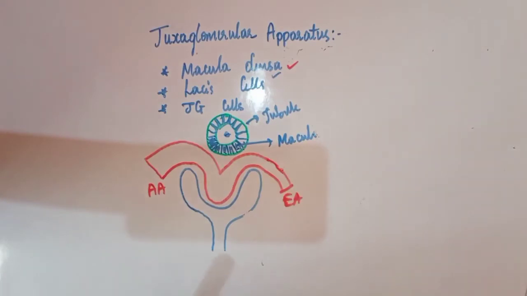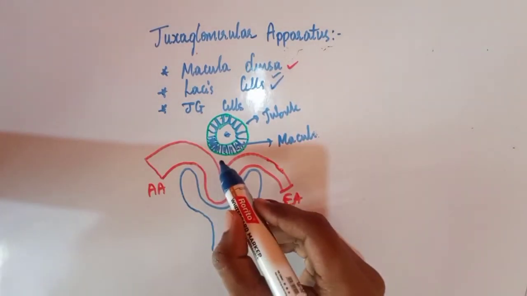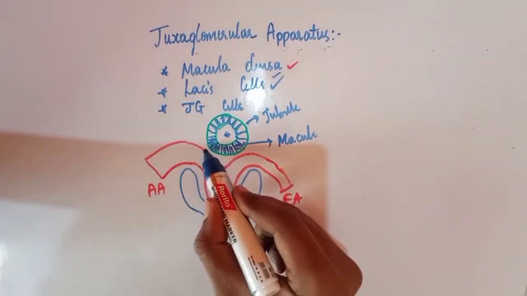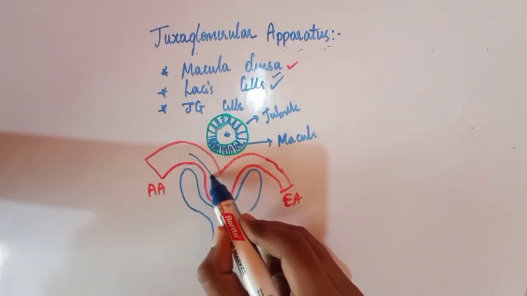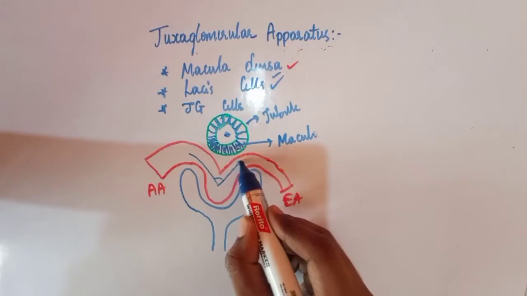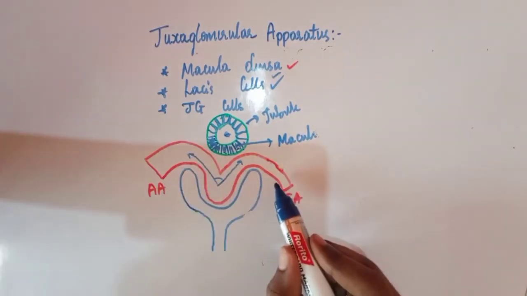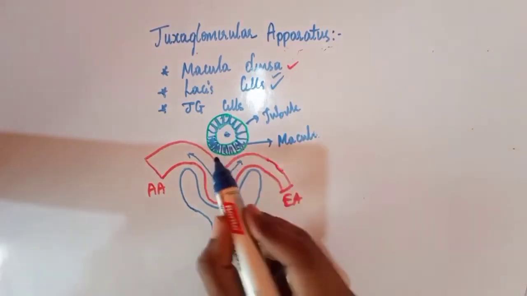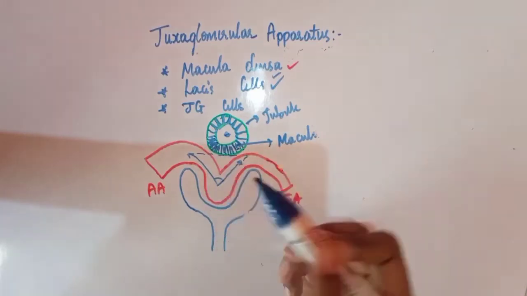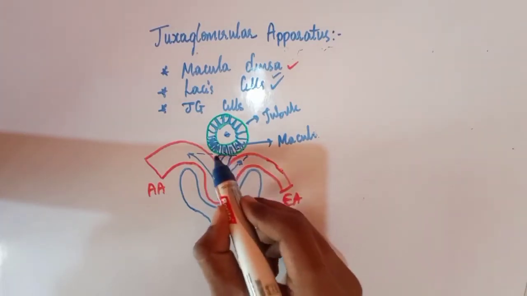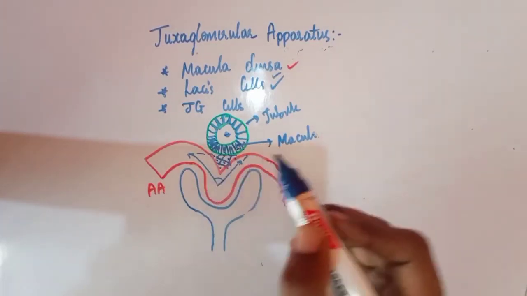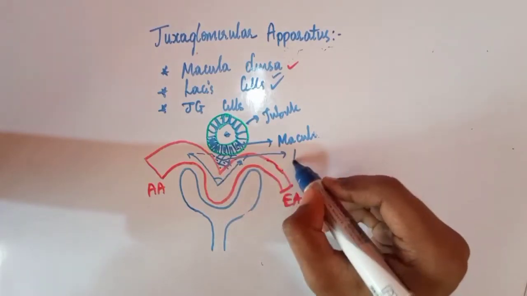The second is Lacis cells. What will Lacis cells do? Here you can see the triangular gap, right? It is formed by the angle between afferent arteriole, efferent arteriole and the tubule. This is the triangular region. The cells present here are called Lacis cells.